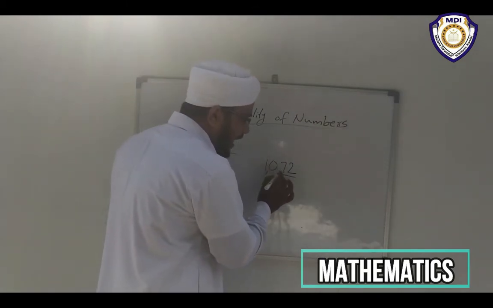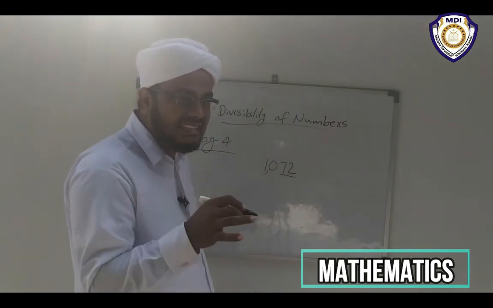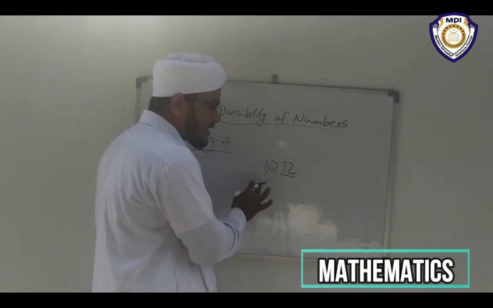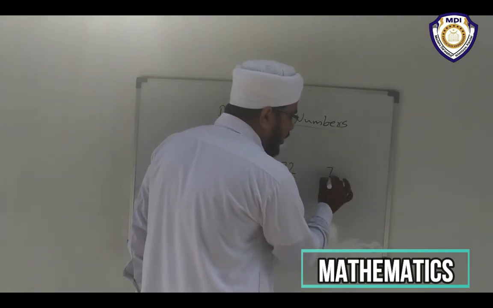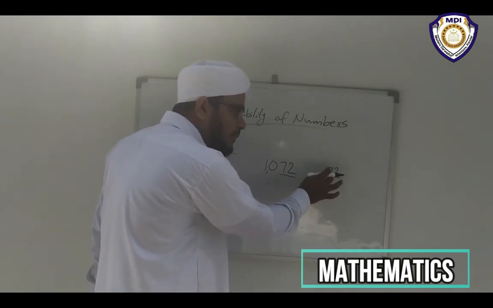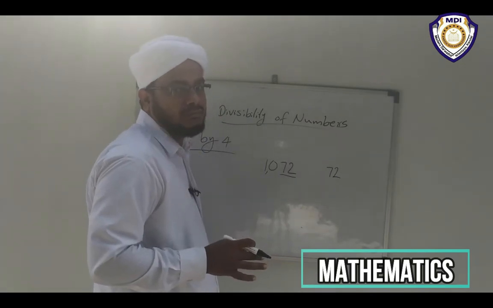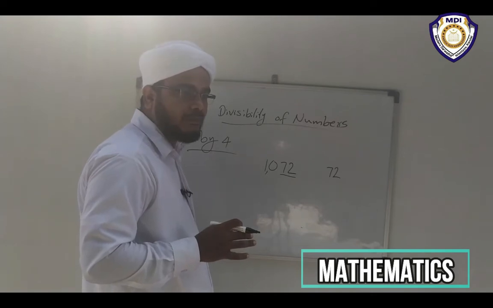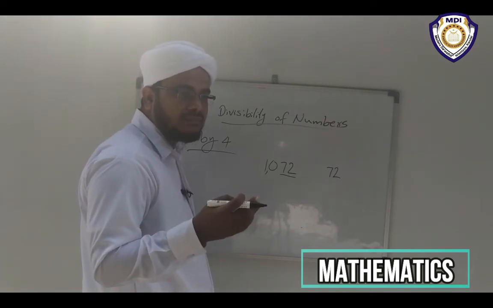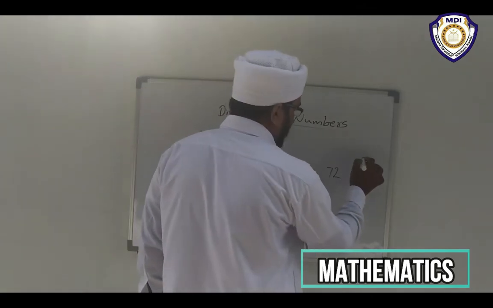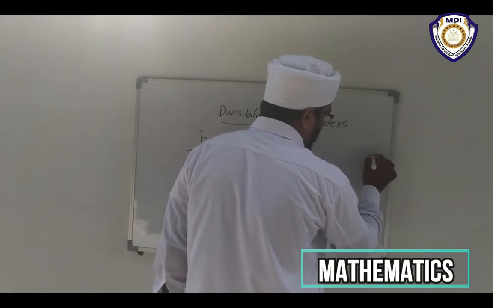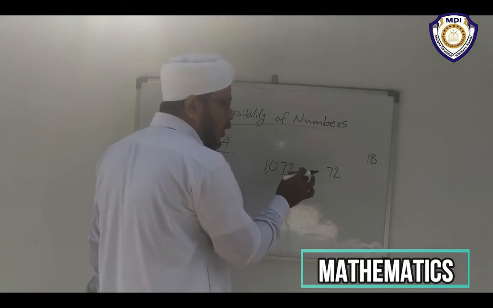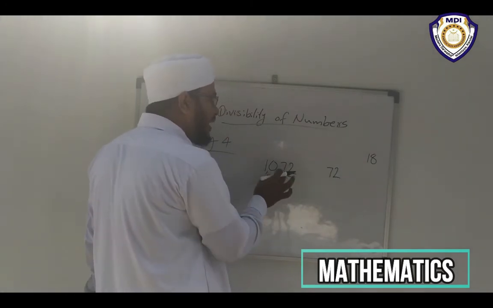Please listen here. The last 2 digits, I mean at the places of tens and ones, we have to form a number. At the place of tens, 7, at the place of ones, 2. Then the formed number is 72. Is 72 divisible by 4 or not? Yes, it is divisible by 4. Because how many 4s are there in 72? 18. 18 fours are there in 72. So, this is divisible by 4.